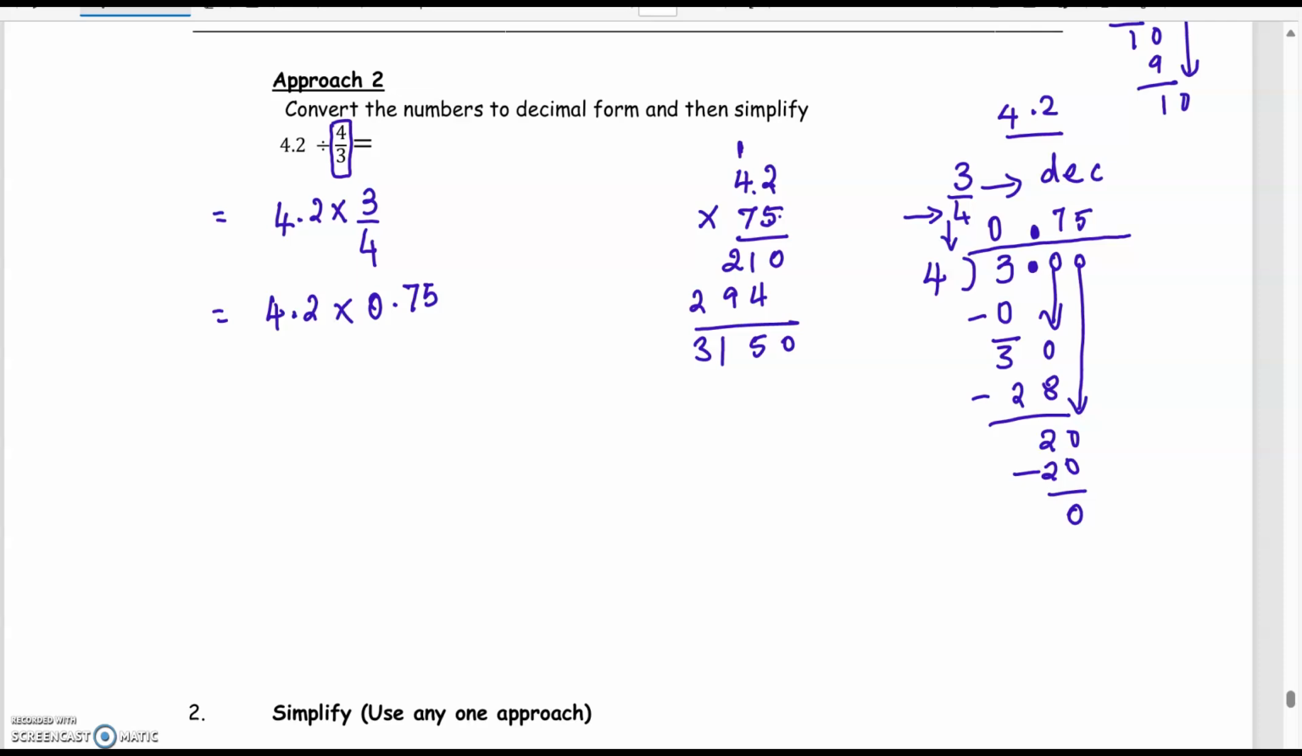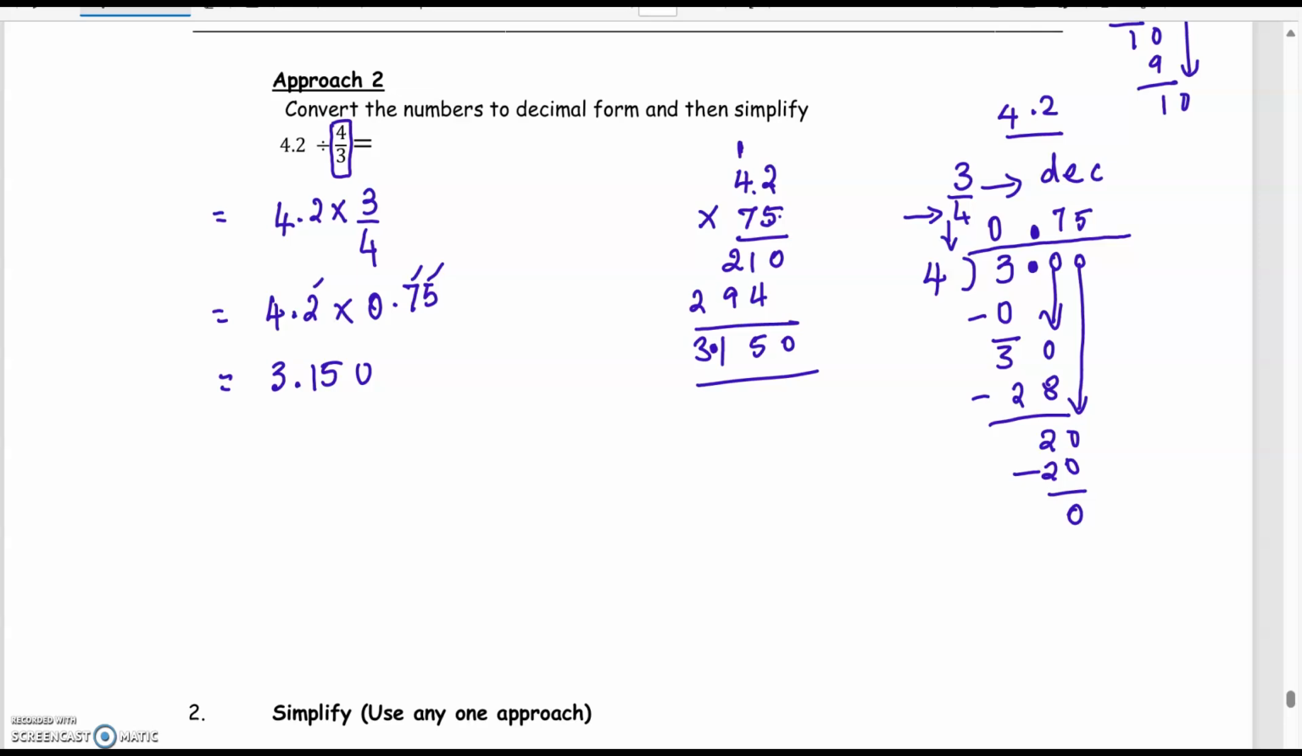And the number of decimal places, 1, 2, 3. Remember, multiplication of decimal numbers, just multiply the usual and then count the total number of decimal places and put your decimal dot to match the count. So we need 3 decimal places. So our answer is 3.150. I'm going to just double check to make sure that the calculation is correct.